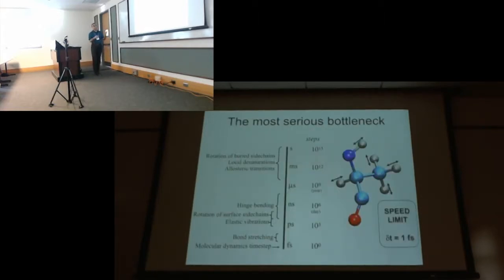Okay, so I already talked about time step. That's the time scale limitation and the most serious bottleneck we have. If you look at molecular processes or phenomena, the time step of an atomistic MD simulation is 1 femtosecond. Bond stretching is very fast, on the order of a 10 to 15 femtosecond period, so you can describe this very well, no problem. Rotation of surface side chains and elastic vibrations on a picosecond to nanosecond time scale, you can do very easily. Hinge bending, then you can go to a nanosecond time scale.